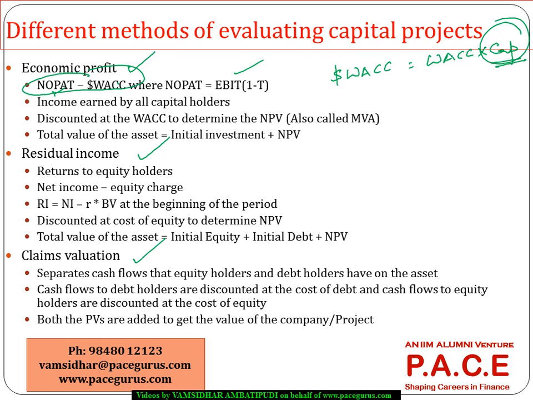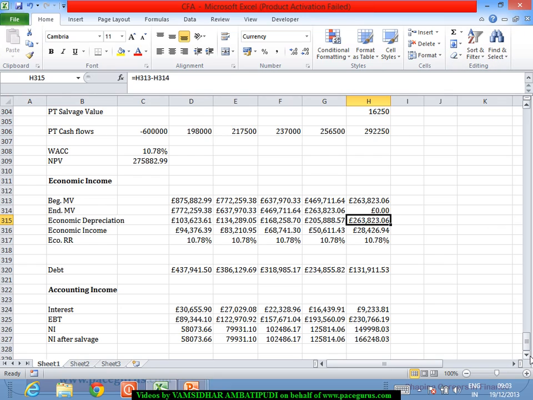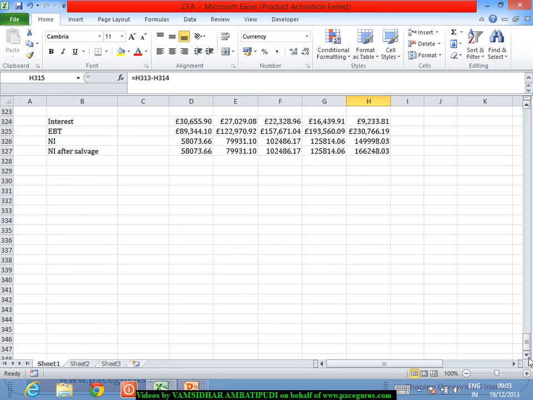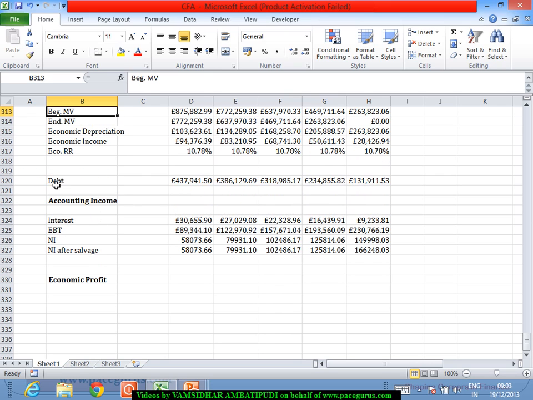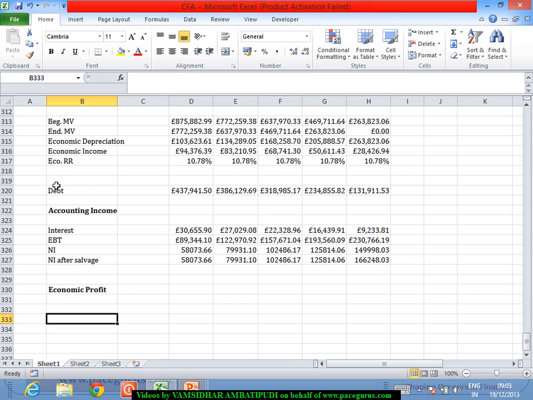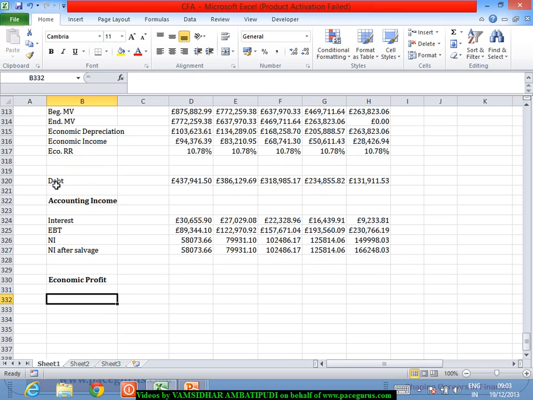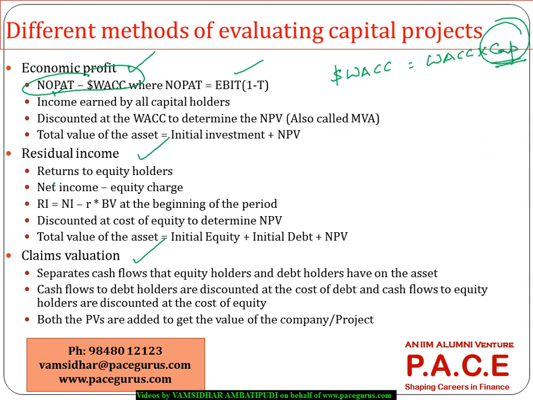So from that standpoint, for this example, I will compute the economic profit. For the same example, let's say I want to compute economic profit. All I am going to take is the capital in each of these cases. Initially I have started off with 600,000.